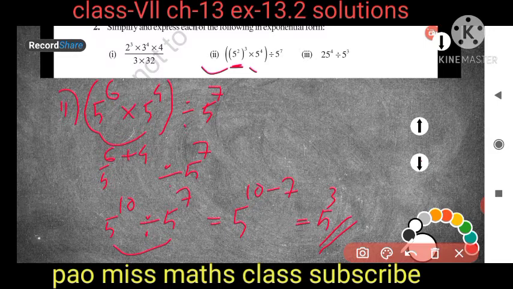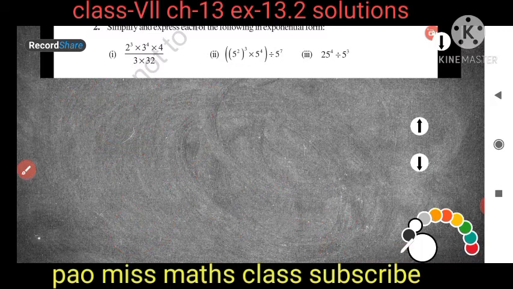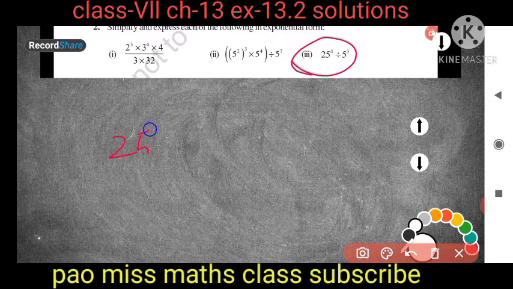So in this way you have to solve. Okay, hope you have understood. So write it down in your notebook. Now come to the next question, question number 3. Question number 3, you can see what is given: 25 to the power 4 divided by 5 to the power 3.